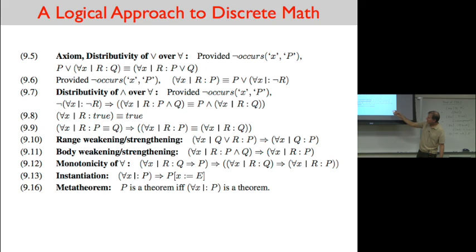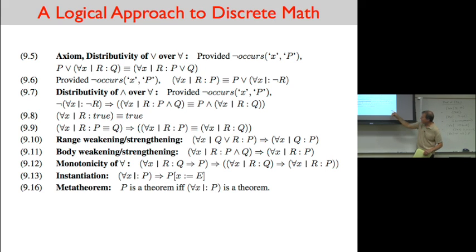9.8. That's an interesting one. For all x, range R, body true, equivalence true. That's also a homework assignment. Now this is kind of tricky, because you can't just say, oh, well, it's obvious. You have to use Leibniz. How are you going to get that to be true? Where does true appear anywhere else? How are you going to prove 9.8? You'll prove 9.8 for me.